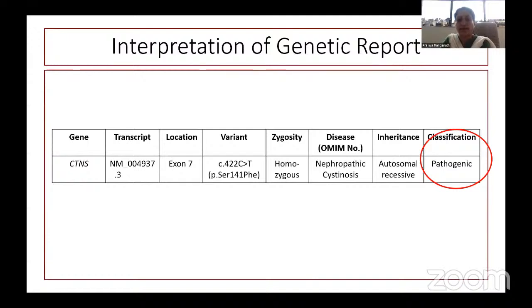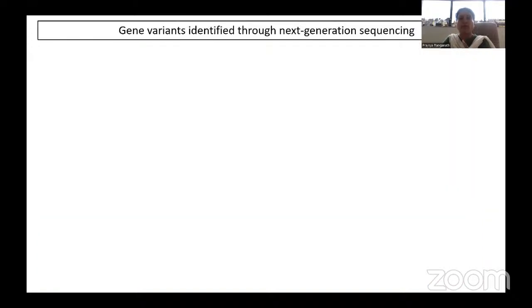Now here it is classified as pathogenic, and I'm sure all of you must be seeing these kinds of reports and looking at these variant classifications. Of course, many of you would be familiar with what that means, but for those of you who do not know what this classification is, I'll just take you briefly through how we normally analyze variants.